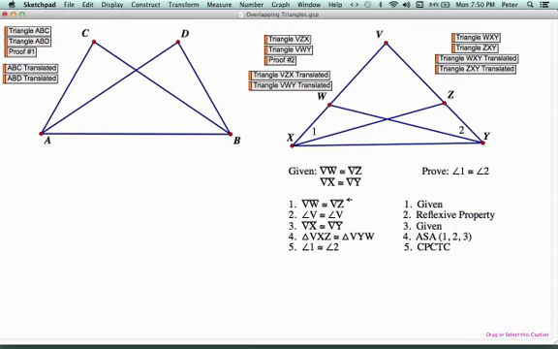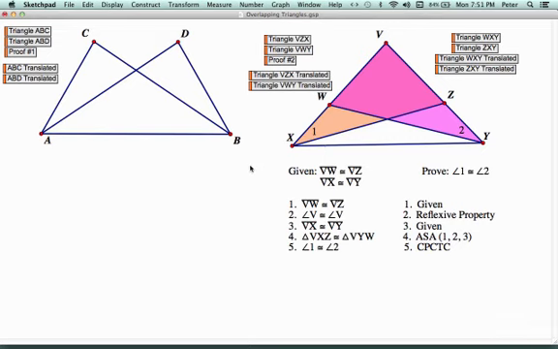We'll take our two givens and the reflexive angle that's common to both triangles, angle V, to prove that triangle VXZ is congruent to triangle VYW. That will give us angle side angle, and so by CPCTC, angle 1 will be congruent to angle 2.